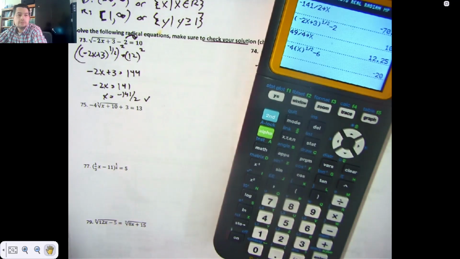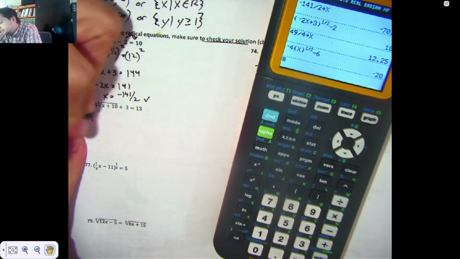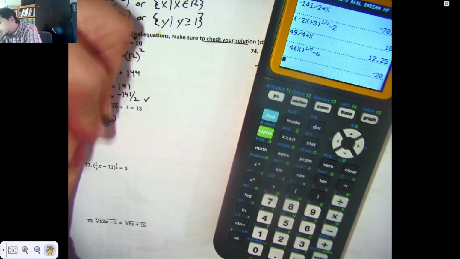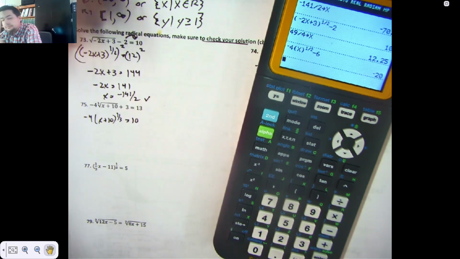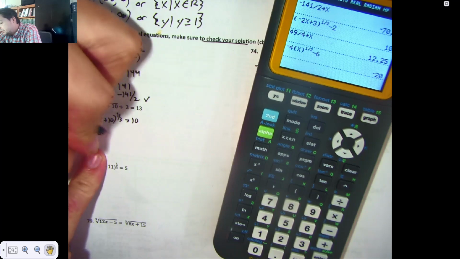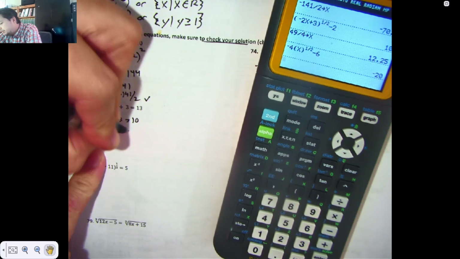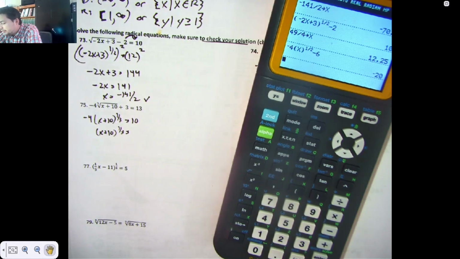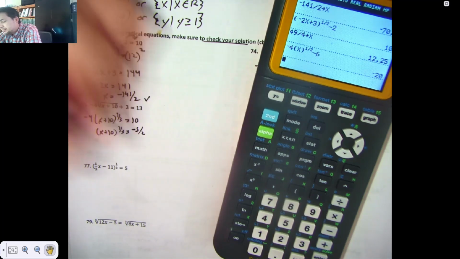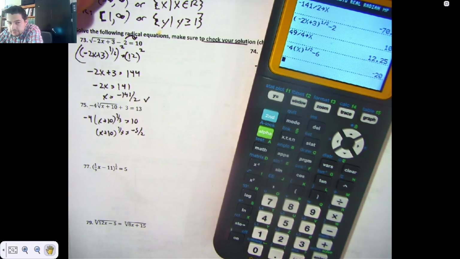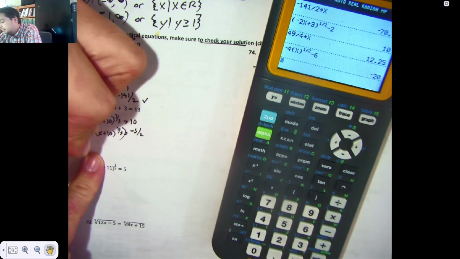75. We got a cube root here. Negative 4x plus 10 to the 1/3 power is 10. Divide out that negative 4. X plus 10 to the 1/3 power is negative 5/2. How do you counteract the 1/3 power? By cubing.